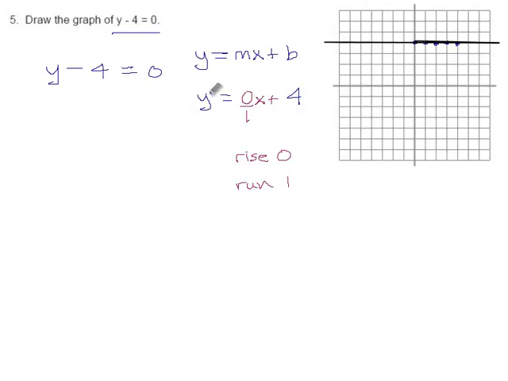So we can make this fit the slope-intercept form if we really want to, or you can simply look at this and say this means y equals 4, meaning y is locked in at that number and x can be anything it wants.